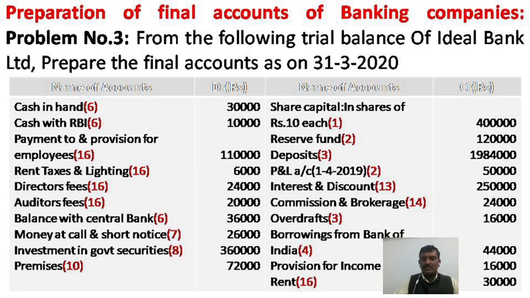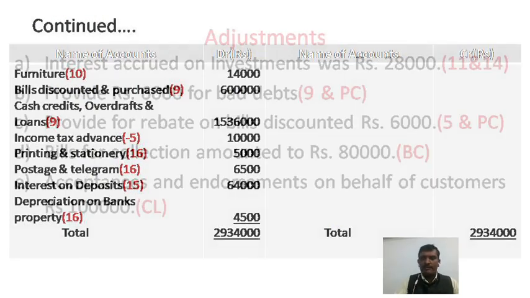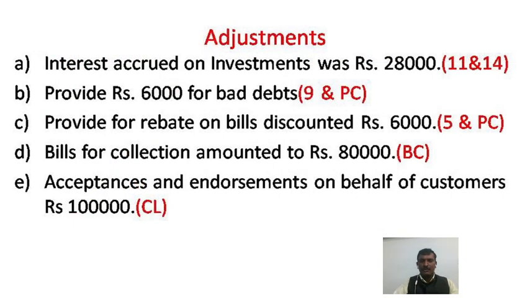Then rent is an item of operating expenses, taken to schedule number 16. So in this way we have bifurcated the items of trial balance, and like that we also have to bifurcate the adjustment items. As far as the trial balance is concerned, every item is adjusted once, either in the profit and loss account of the bank or the balance sheet of the banking company. But the adjustment items are to be adjusted twice, once in the profit and loss account, and the second time again in the balance sheet.